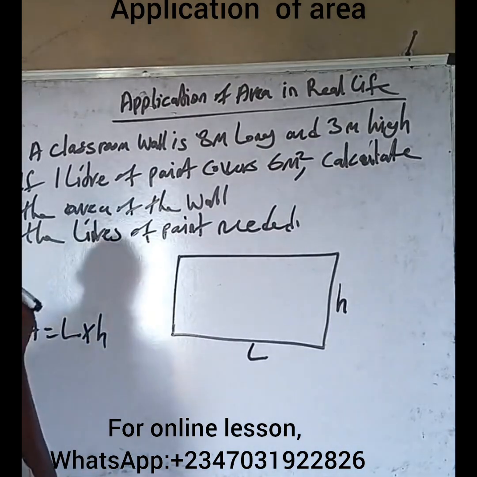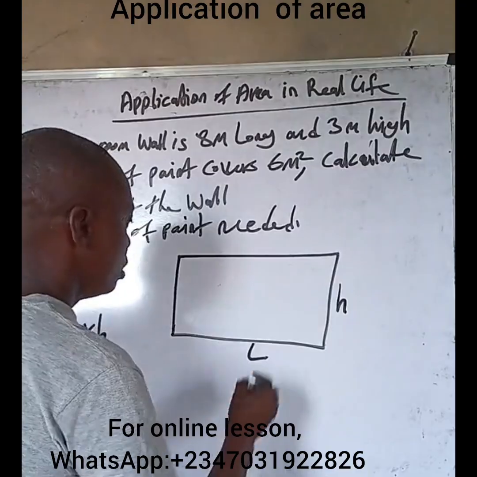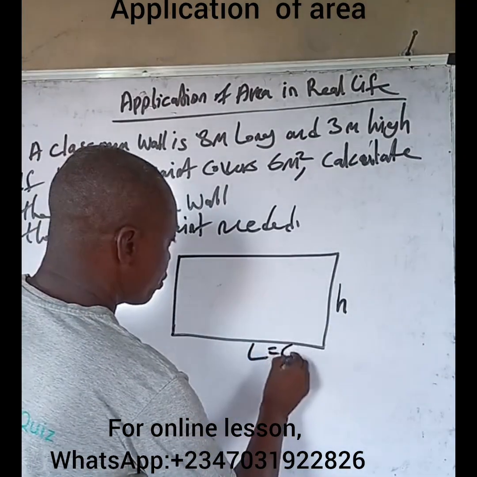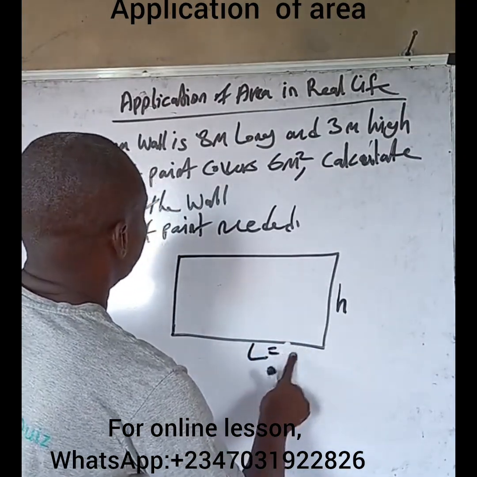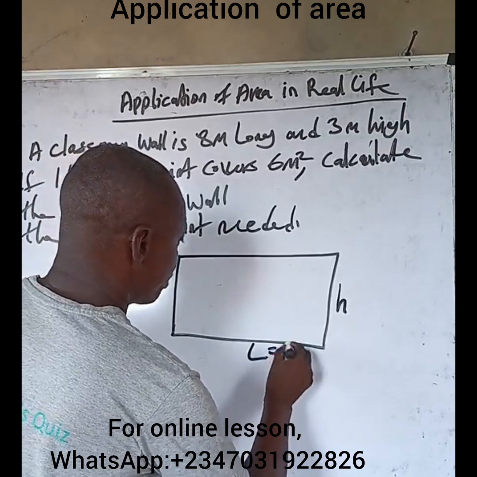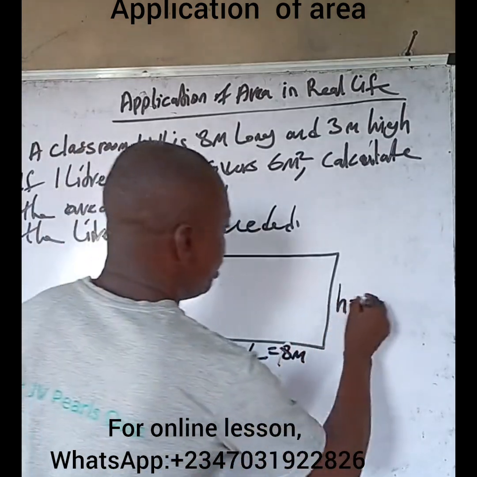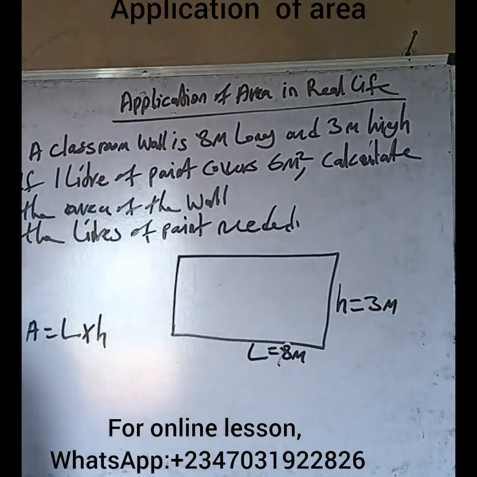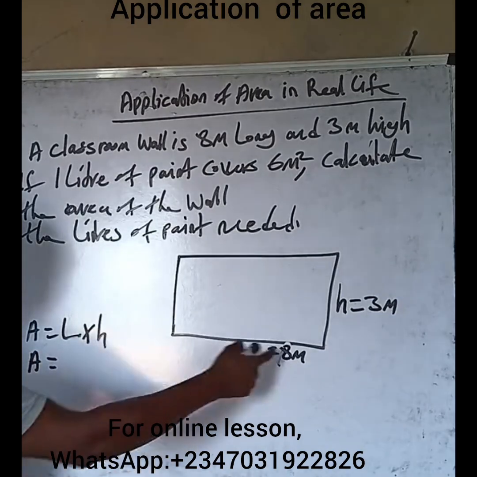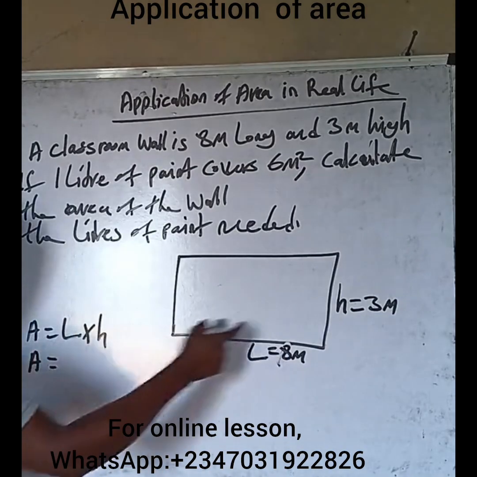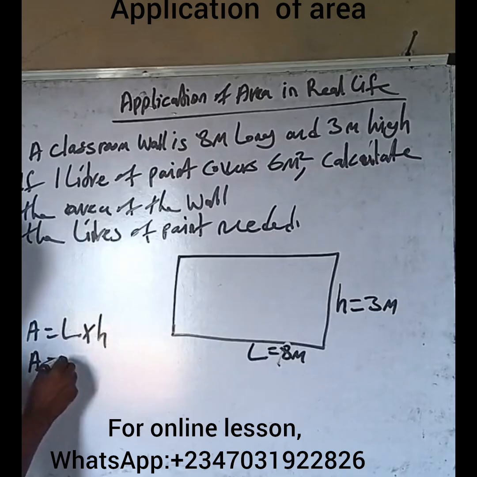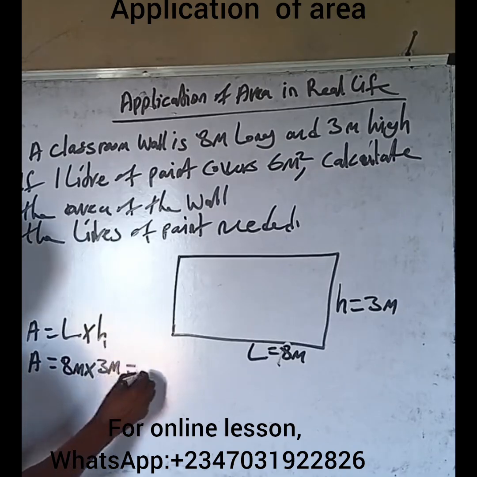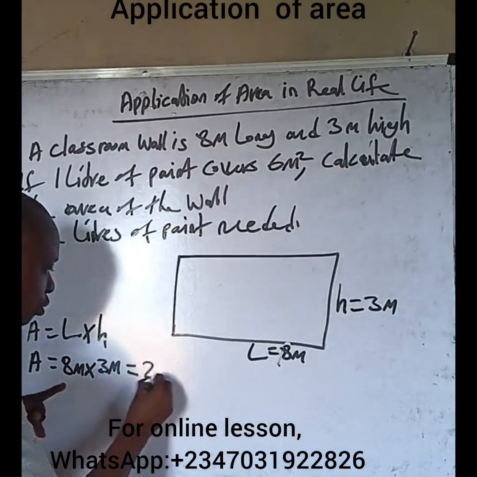All right. Now in the question here, the length is 8 meters and the height is 3 meters. So now when we substitute here, anywhere you see length, now put 8. Anywhere you see height, now put 3. So this will now be 8 meters times 3 meters. All right. 8 times 3 will give us 24.